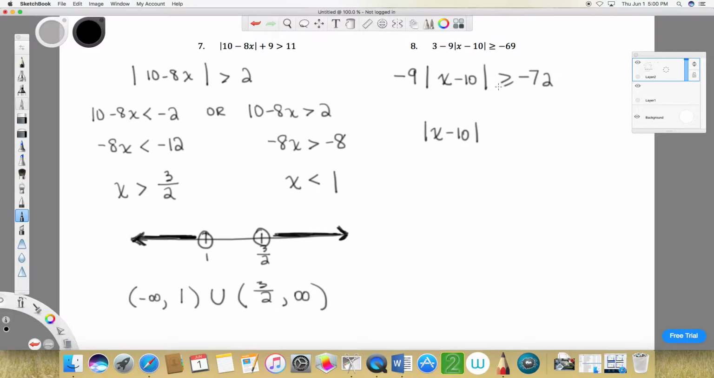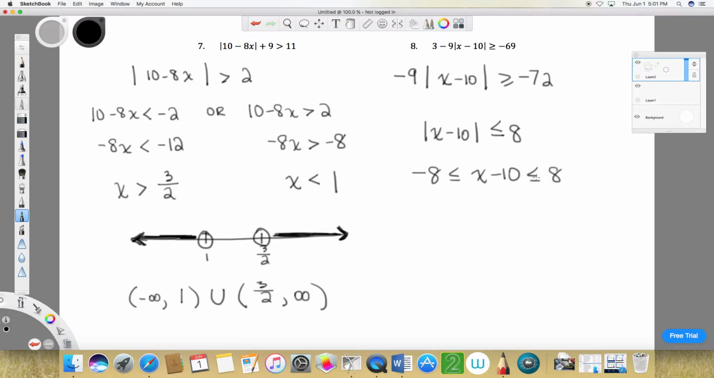When I divide by this negative number, the arrow changes direction, and negative 72 divided by a negative 9 is a positive 8. The arrow is pointing towards the absolute value. The middle portion of my number line is going to be shaded, not the tails, not like number 7. So I take positive 8, change it to negative 8, and drop the absolute value. And since I have my variable in the middle of these 3 portions, it's very easy to get that variable by itself. All I need to do is add 10 to all 3 portions here.